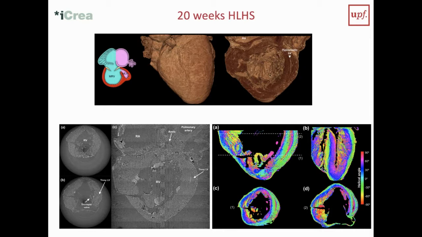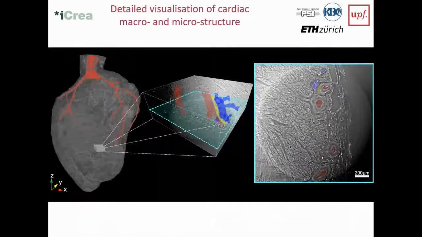If these children are born, they can live up to 30, 40 years without any problems. Mostly afterwards, they also need a heart transplant. But although it looks okay, when you look at the microstructure, it can be not okay anymore. And so by doing this at high resolution, we can really look at all the different levels.